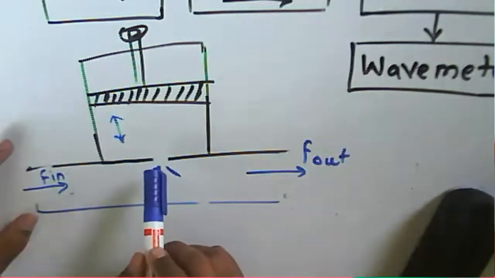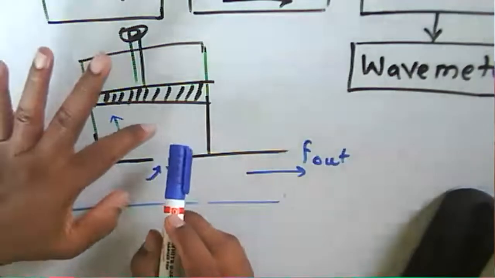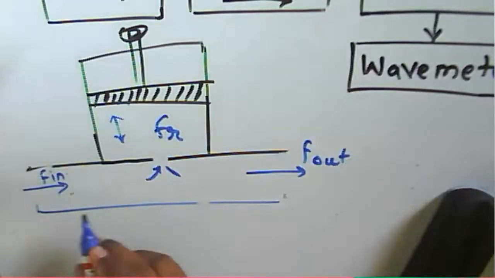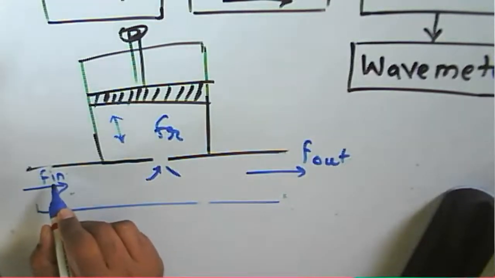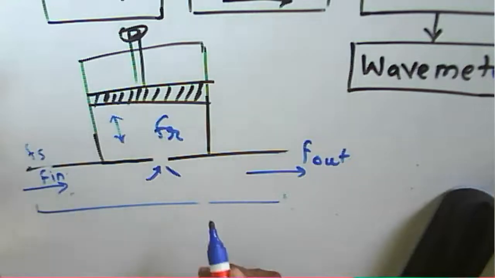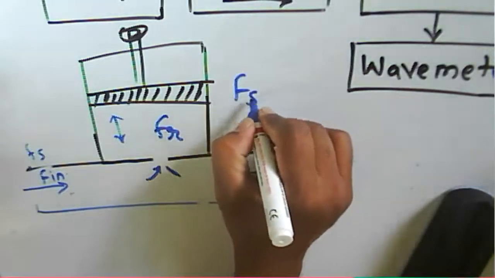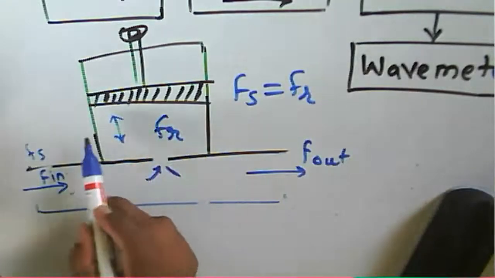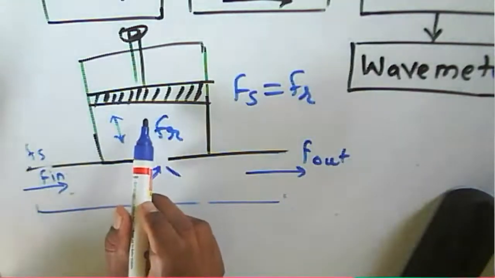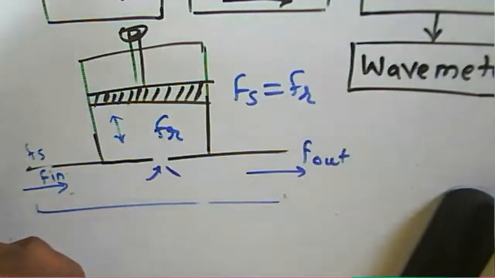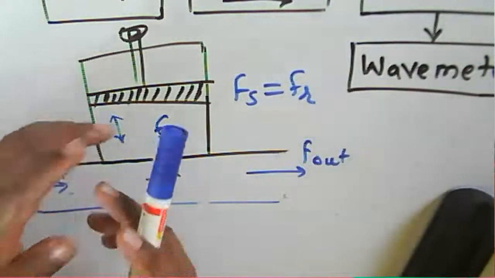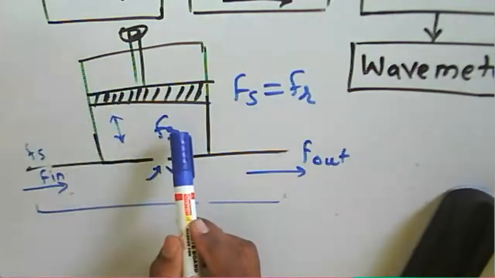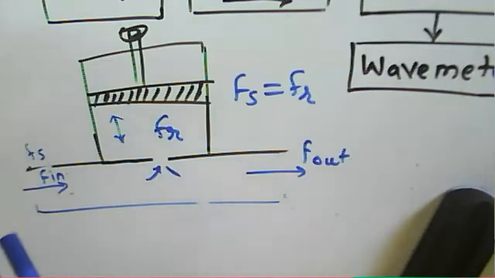At some particular point, the resonating frequency of the cavity and the signal frequency match. When will they match? When we move this plunger, the cavity size changes, and based on the cavity size the resonating frequency changes. So we need to adjust the cavity in such a way that the resonating frequency and the signal frequency match.